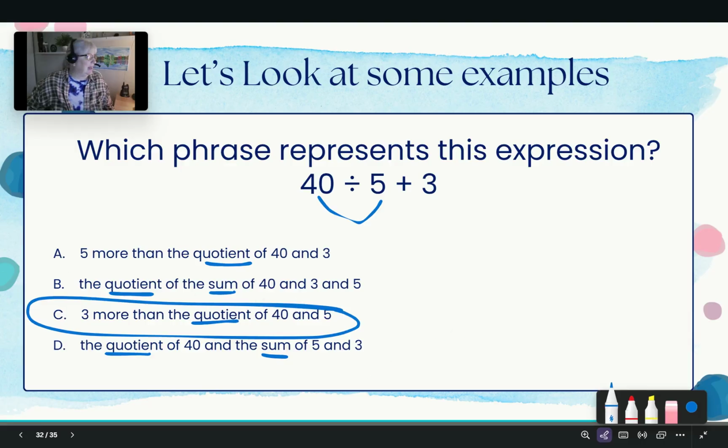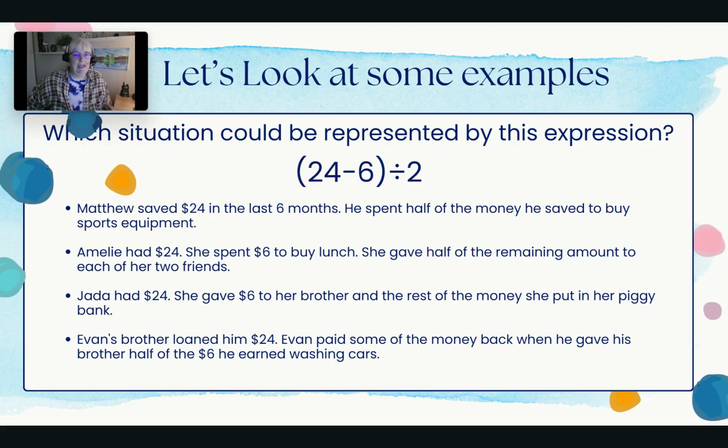All right, let's look at another example. This one says, which situation could be represented by this expression? We have some parentheses here. We always start with the parentheses. 24 minus 6 in the group, divided by 2.